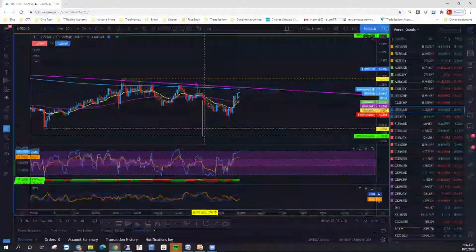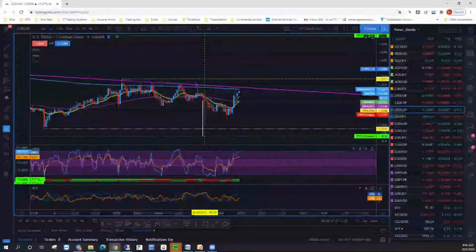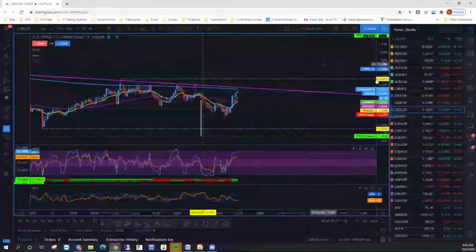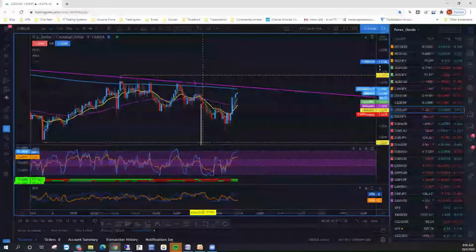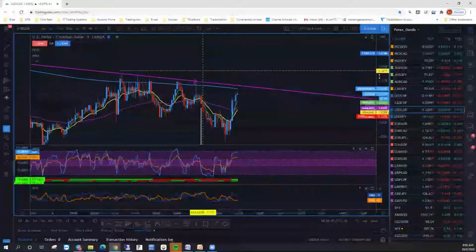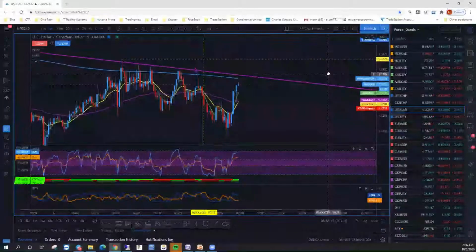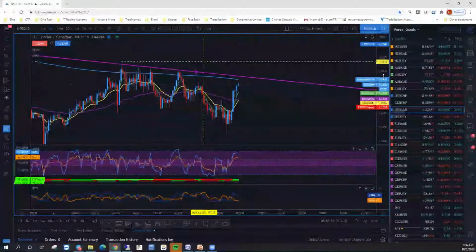How's our Aussie doing? That's a good question. Aussie is down, so it's still meandering around the wedge for the 9 o'clock hour. So let's see what happens. I will stay in this trade until 9 o'clock, though. It still gives me some time to work it out. We'll see.